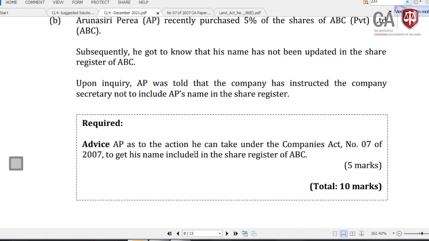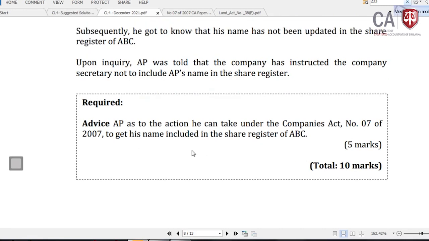Here, when he made an inquiry, he was told that the company has instructed the company secretary not to include his name in the share register. Then what is the remedy available to this particular shareholder? How can he include his name in the share register? So, advise AP as to the action he can take under the Companies Act number 7 of 2007 to get his name included in the share register of ABC. This is also a question directly from the Companies Act.